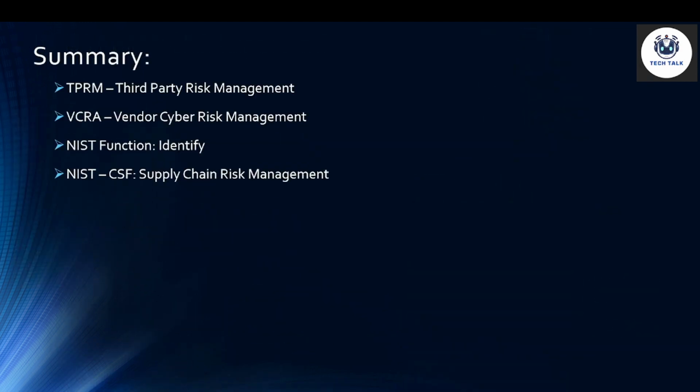So in summary, TPRM stands for Third Party Risk Management, or VCRA, which is the Vendor Cyber Risk Management. Following the NIST function, it would fall under Identify. And if checking the NIST CSF framework, it falls under the Supply Chain Risk Management category.